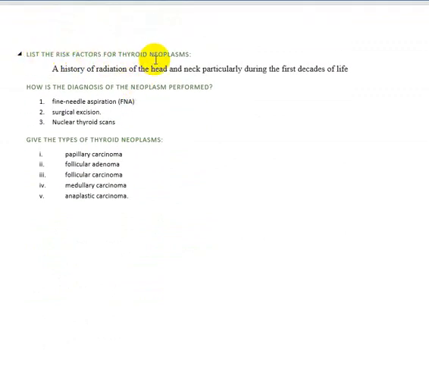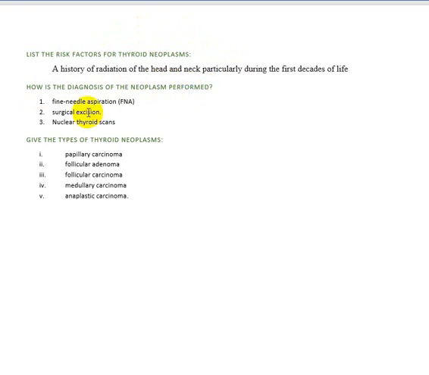List the risk factor of thyroid neoplasm. The risk factor is radiation of the neck, in particular in the first decade of life. When you have radiation of the neck in the first decade of life, it is a great risk factor for thyroid neoplasm.